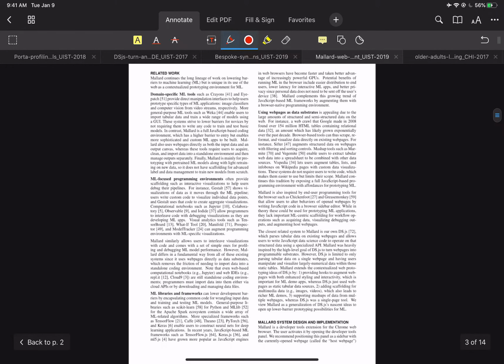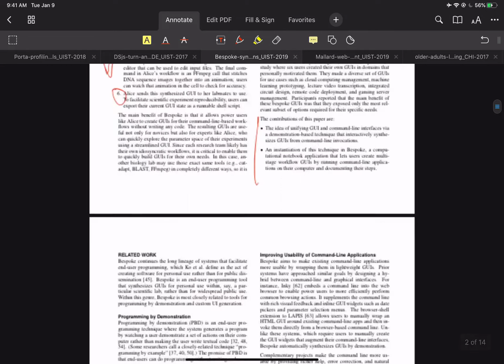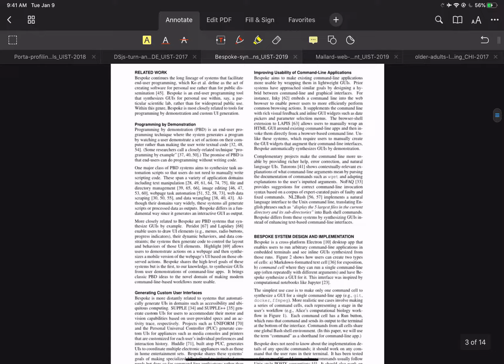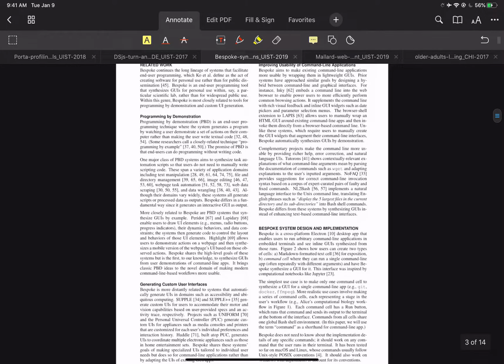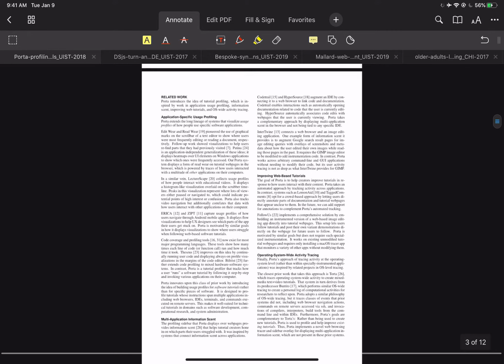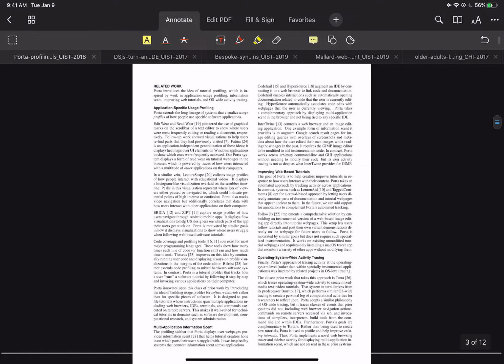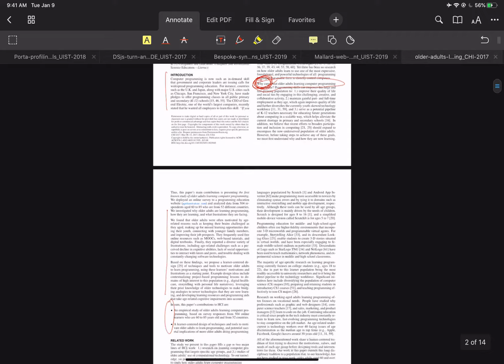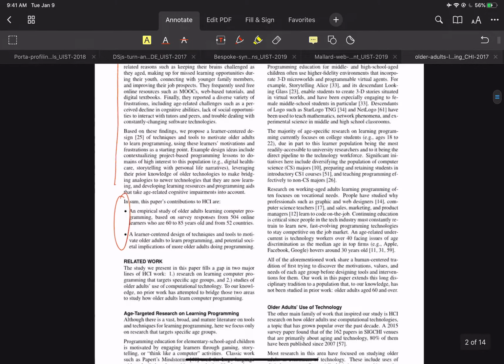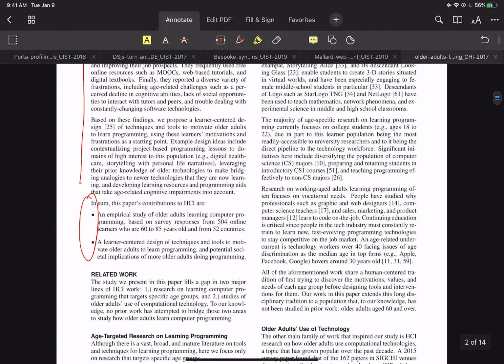So here's Mallard, so it's page 3. Bespoke is page 3. Same thing, DSJS Porta. It's usually about a page or so, maybe a little less than a page. Study papers as well. Related work is about three quarters of a page to a page. It comes right after the intro.